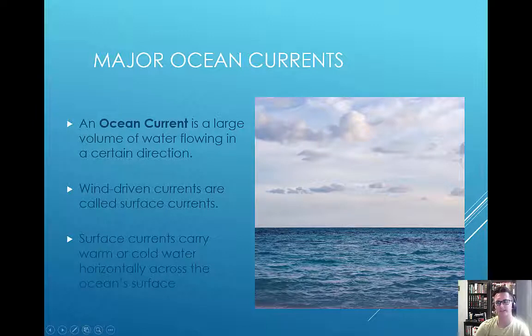There are many ocean currents that exist throughout the world, but we're just going to look at the major ones. An ocean current is a large volume of water flowing in a certain direction. It's almost like a stream in the ocean. A wind-driven current is called a surface current. The wind pushes a certain volume of water in a certain direction, and surface currents can carry warm or cold weather horizontally across the ocean's surface. So these ones are affected by wind, but there are also currents that move beneath the waves.